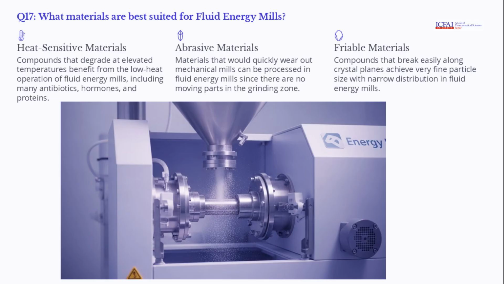Fluid energy mills are best suited for processing heat-sensitive, abrasive, and friable materials. Heat-sensitive materials benefit from the lack of heat generation, while abrasive materials are efficiently processed without mechanical wear. Friable materials, which break easily, are also ideal for these mills.